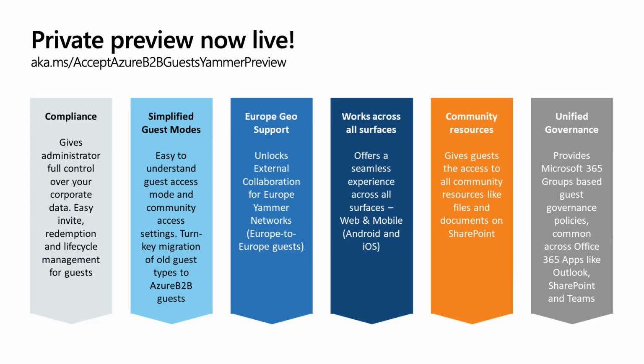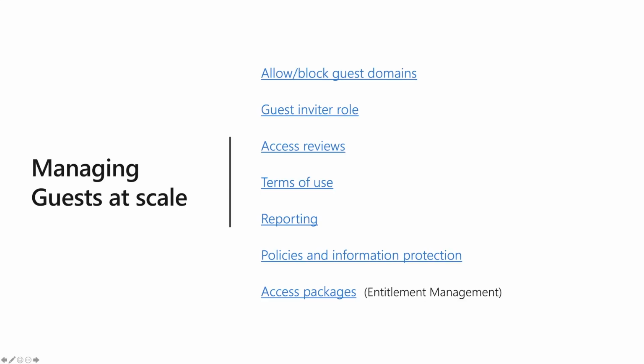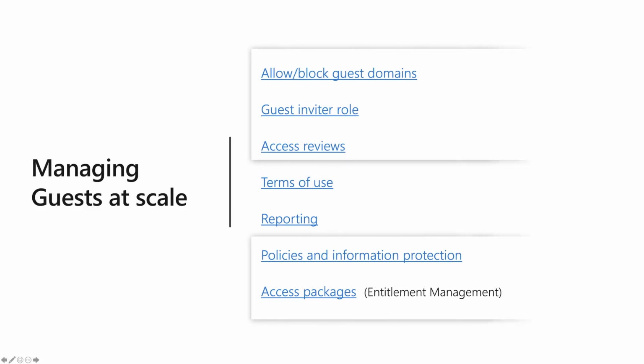To recap, you saw how admins can enable guest access settings for groups. You also saw the new B2B guest experience in Yammer, including the invitation and redemption flow for guests. Now let us look at guest governance. This is a quick checklist of all the concepts you need to know while managing guests using Microsoft 365 groups. These policies form the bedrock of all the guest governance capabilities we provide across the suite. We will cover the highlighted concepts in detail for this session. For the rest, we encourage you to go through the learning resources linked here.